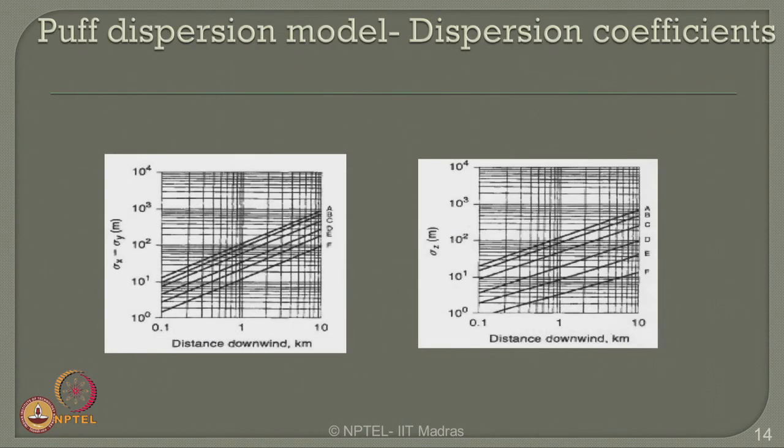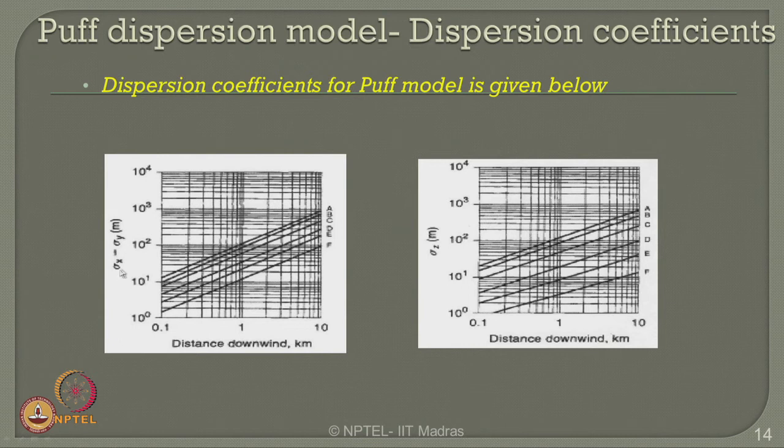One can also estimate the dispersion coefficients for the puff release model from the graphical estimates as you see here. Again, the plot shows the x axis as distance on the downwind side in kilometers, and the plot is available for all Pasquill stability classes varying from A to F respectively. In this case, you will see that sigma x is the same as sigma y because it is a puff release model, and sigma z varies along the altitude, which is given by the height of the release from the ground.